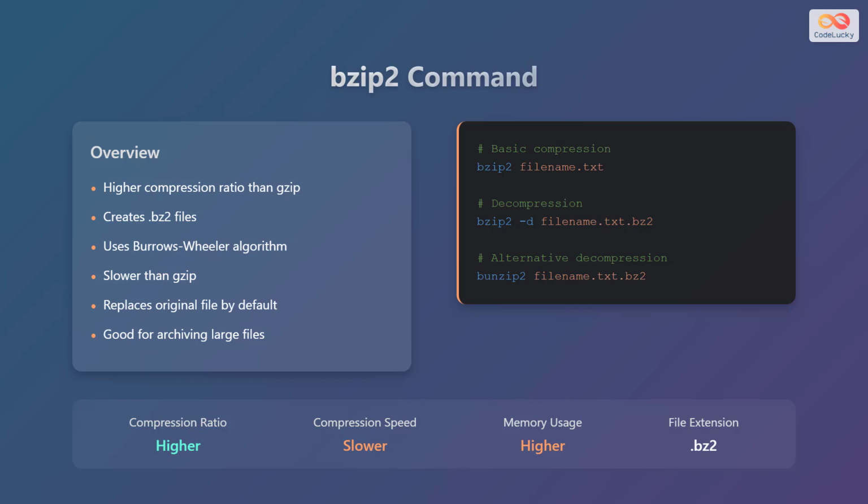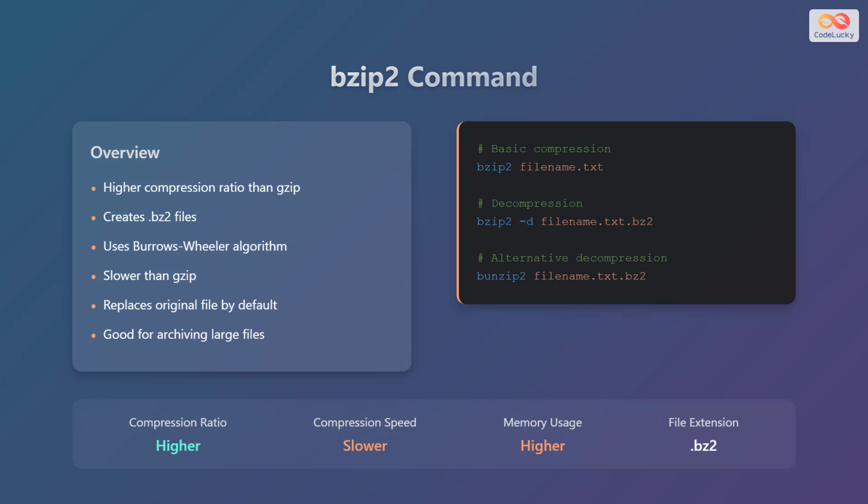Here are the basic commands to get started. To compress a file, type bzip2 followed by the file name, such as filename.txt. To decompress a file, use bzip2 with the -d option followed by the compressed file name, like filename.txt.bz2. Alternatively, you can use the bunzip2 command followed by the compressed file name for decompression.